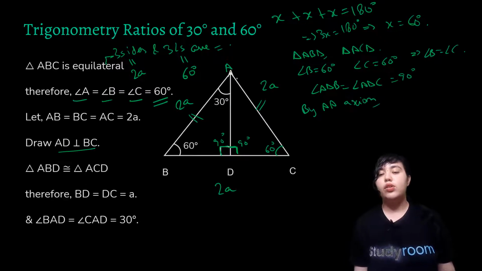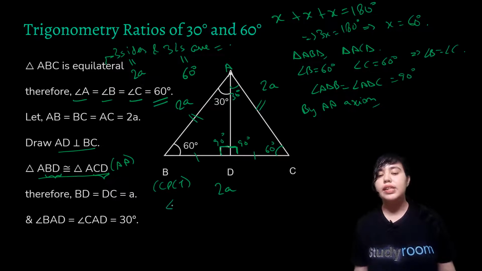Automatically, if you're dropping this perpendicular, it means that this angle A is getting bisected. So this is also 30 degrees, this is also 30 degrees. So you can also see that angle BAD and angle DAC are equal angles. So by AA or AAA axiom, you can see that triangle ABD and triangle ACD are congruent. Now if they are congruent, we can make use of CPCT, which is corresponding parts of congruent triangles. They are also equal. So I can say that corresponding sides BD and DC are equal.